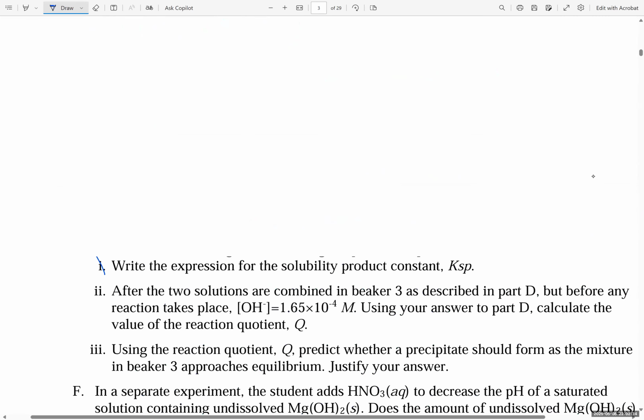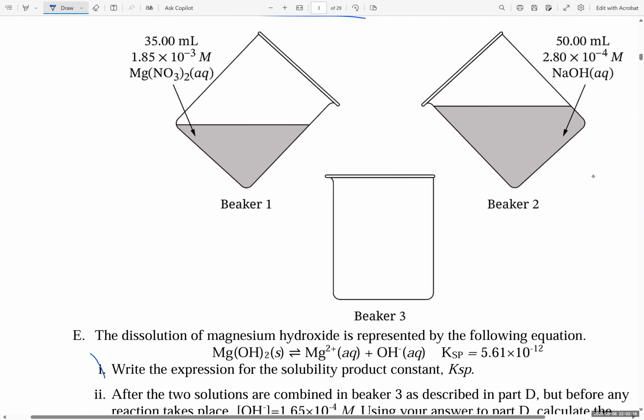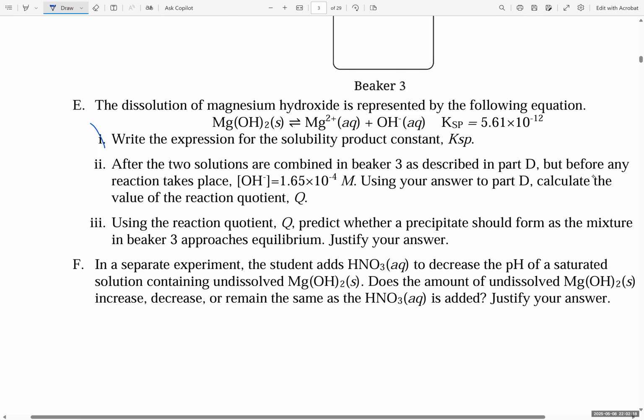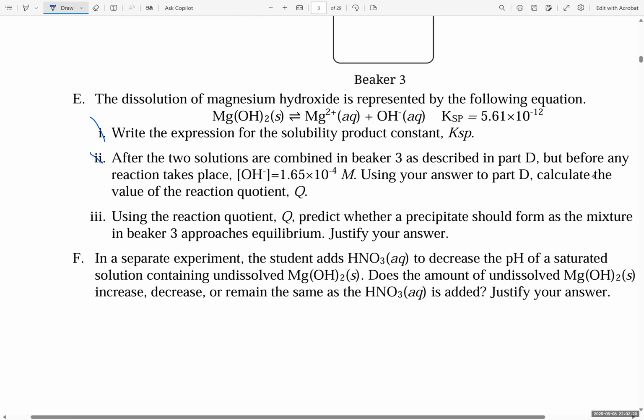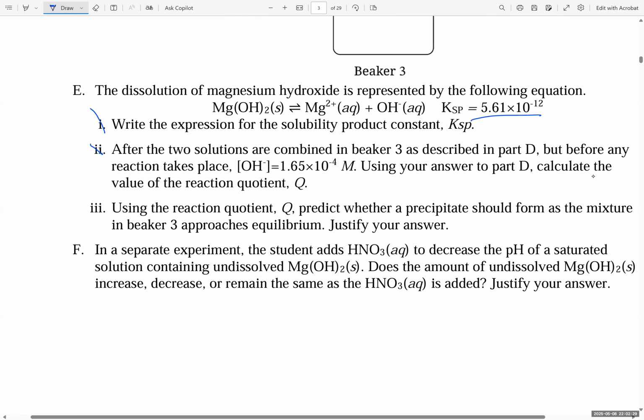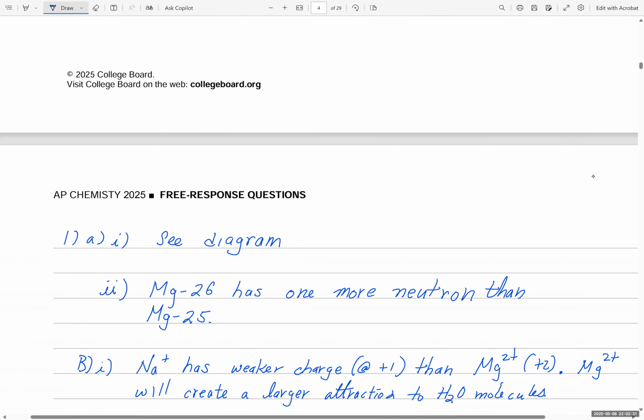Roman numeral 3, what is that asking for? Okay, 2 is done. Using the reaction quotient Q, predict whether precipitate should form as a mixture in beaker 3 approaches equilibrium. Justify your answer. Now, we need the KSP, which is 5.61. So let's go. So we're going to compare QSP to KSP.